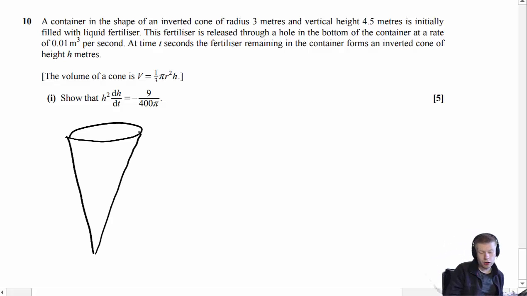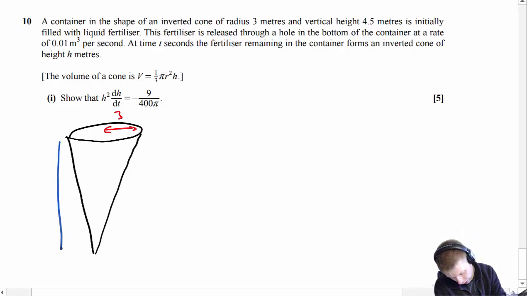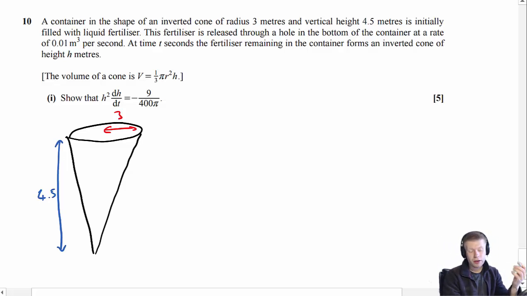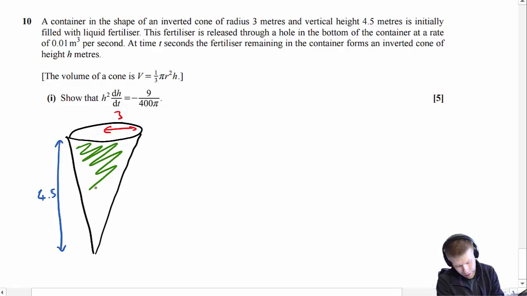There we go. An inverted cone has a radius of 3 meters, so I'm just going to draw that radius in there. That's got 3 meters there, and a vertical height, so let's draw that vertical height in there, of 4.5 meters, okay? And it's initially filled with liquid fertilizer. So if you can imagine, that's initially filled all the way to the top with liquid fertilizer.